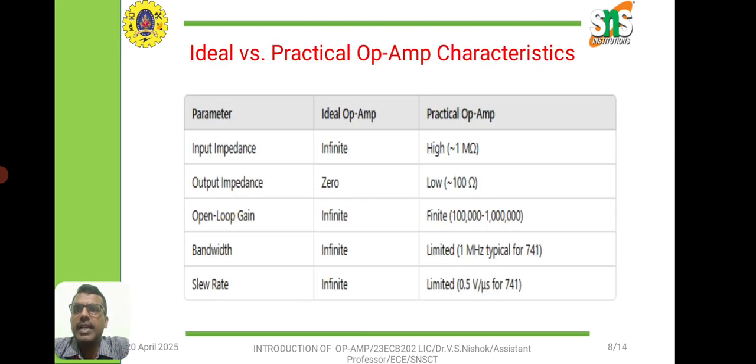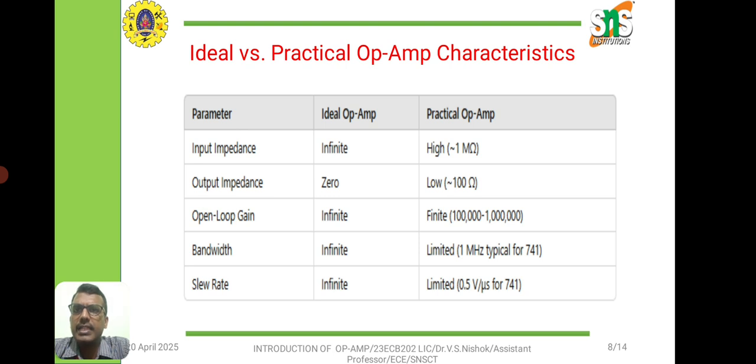Coming to its characteristics, in the ideal operational amplifier the input impedance is infinite and the output impedance is 0, open loop gain is infinite, bandwidth is infinite, and slew rate is infinite. Everything is infinite other than the output impedance, which is equal to 0 in the ideal case.